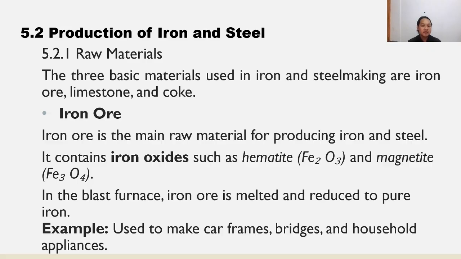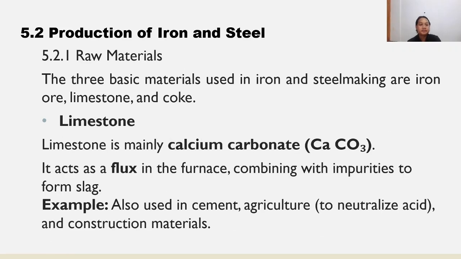It contains iron oxides such as hematite and magnetite. In the blast furnace, iron ore is melted and reduced to pure iron. The example is used to make car frames, bridges, and household appliances.